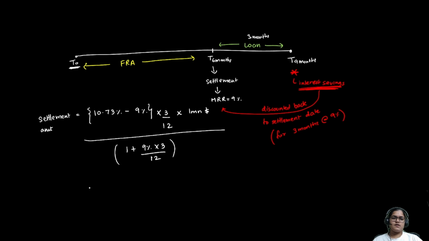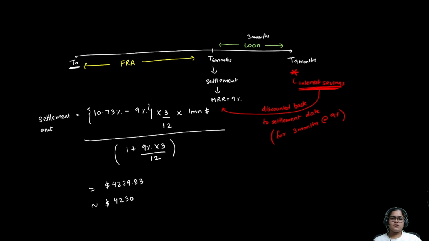So if you calculate, what does the settlement amount come to? It basically comes to 4229.83, and if you want you can round it off to $4230. This is the settlement amount. Now who will pay this settlement amount? Will the settlement amount be paid by the lender or by the borrower?